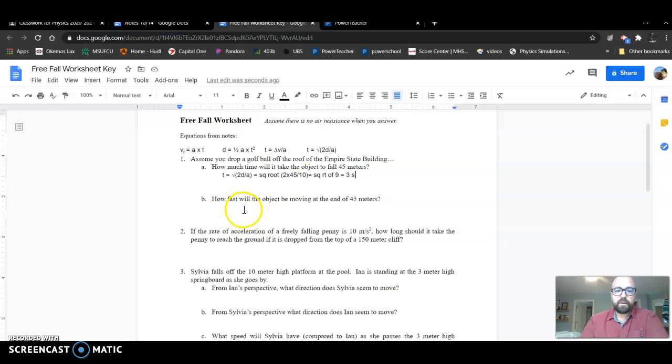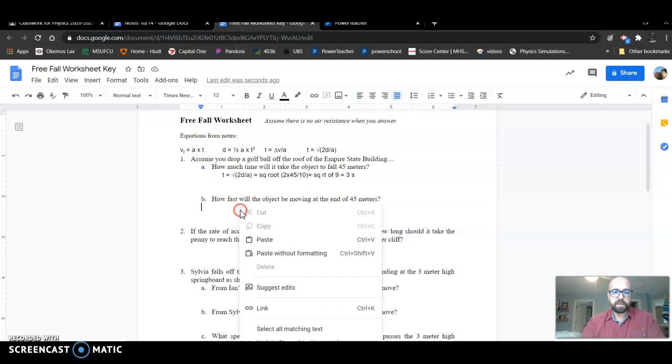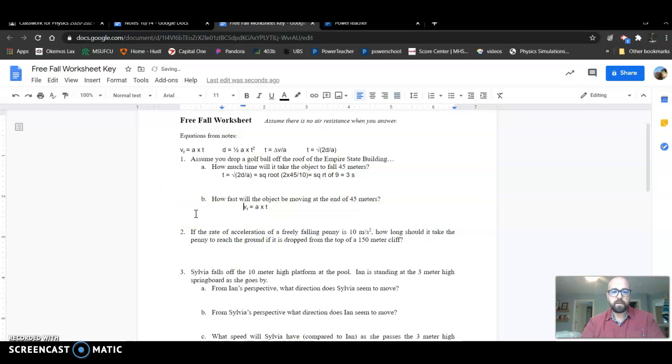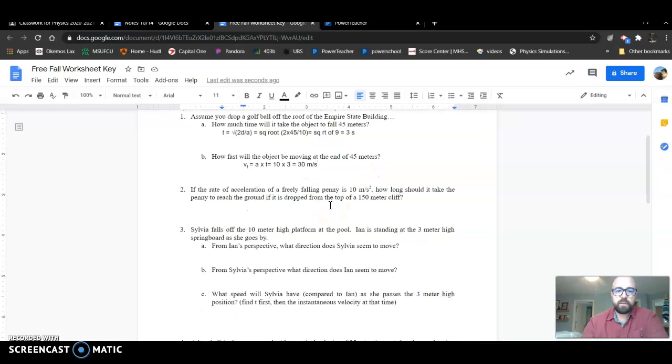And then how fast will it be moving at the end of 45 meters. So now I've got a picture in my head, something's fallen down 45 meters. It took 3 seconds. I want to know how fast. So how fast, I've got this formula right here. So I can copy that one, paste that here. And then I know that acceleration is 10 for 3 seconds. So then I get 30 meters per second.